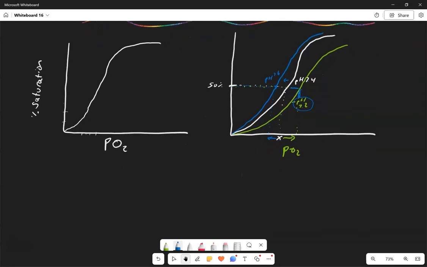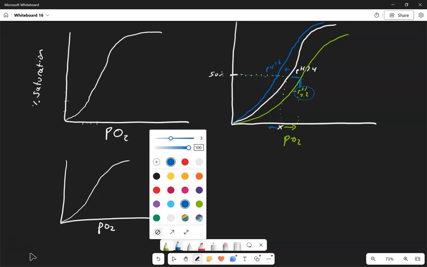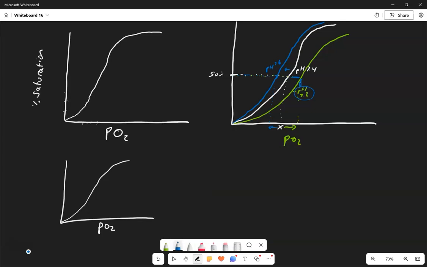Okay, so pH can shift our oxygen hemoglobin affinity curve. How do you think changing temperature might impact this? So if we use a higher temperature, if we increase our temperature, it's going to shift the curve to the right, right? So this is going to be an increase in temp. If we lower the temperature, we're going to shift it to the left. So this will be a decrease in temperature.